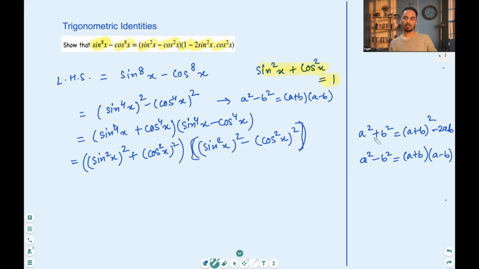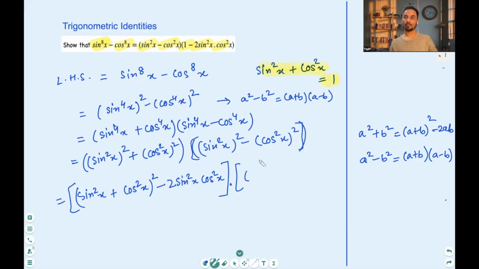So replacing a and b with sin square and cos square, the first bracket becomes (sin square x plus cos square x) whole square minus 2ab, so 2 sin square x cos square x. And the second bracket becomes (a plus b) times (a minus b). That means (sin square x plus cos square x) times (sin square x minus cos square x).